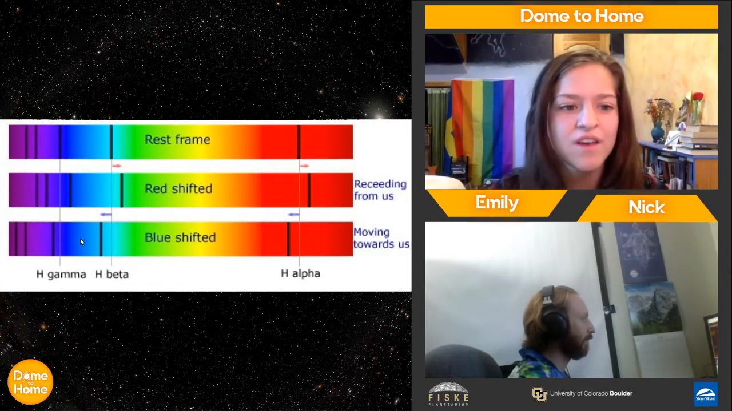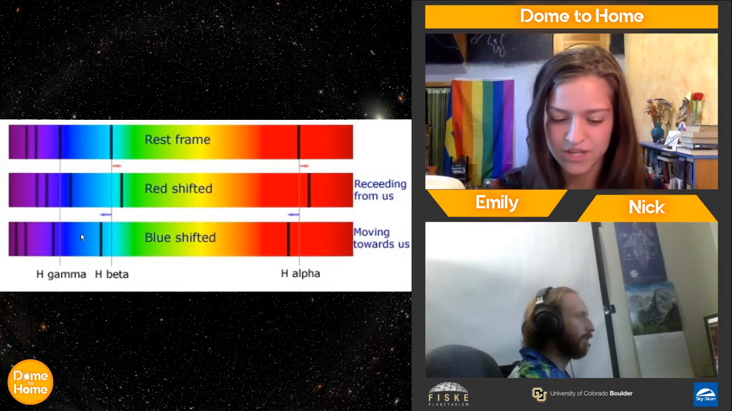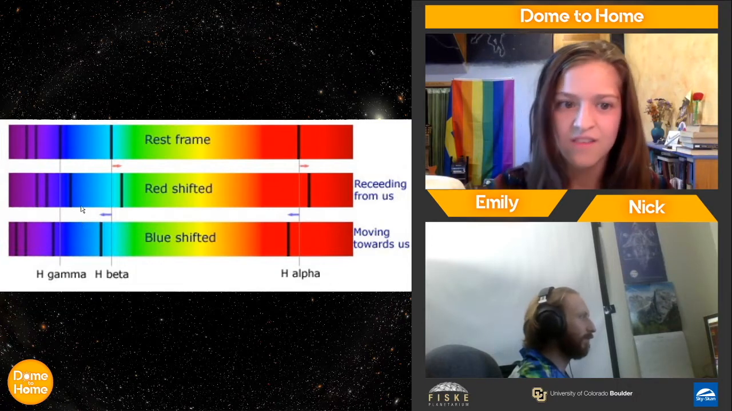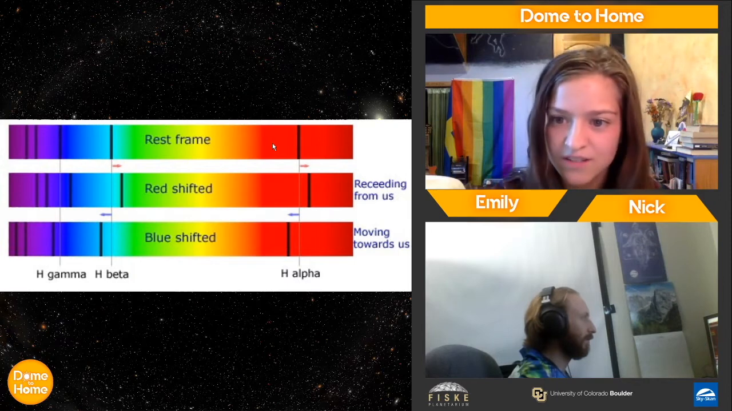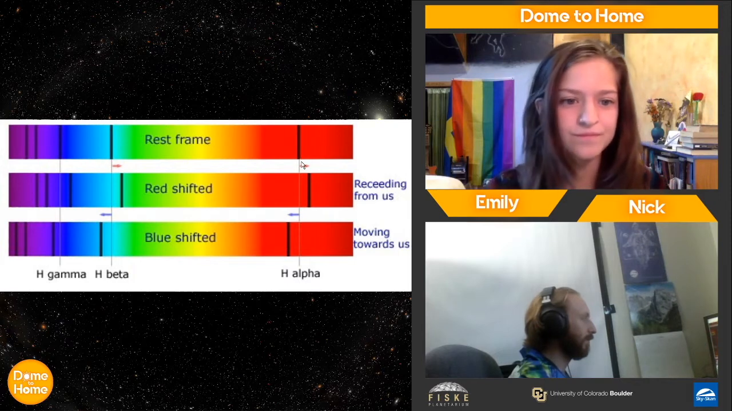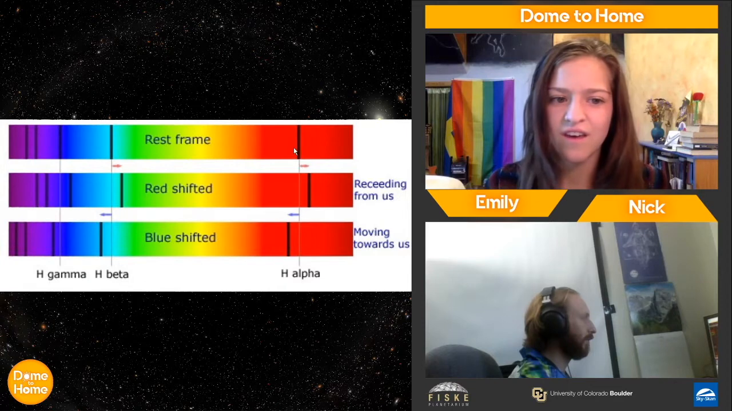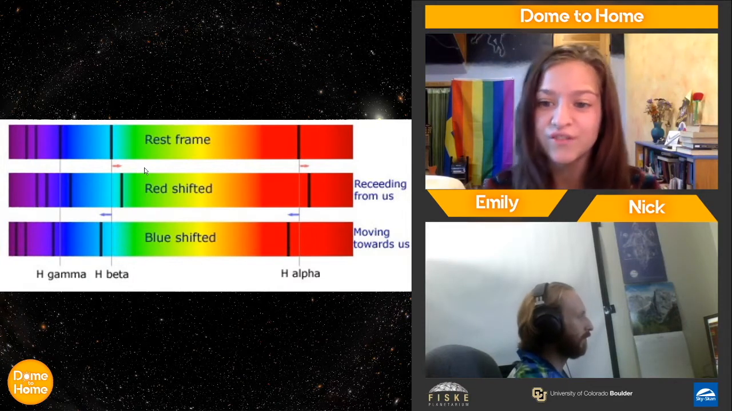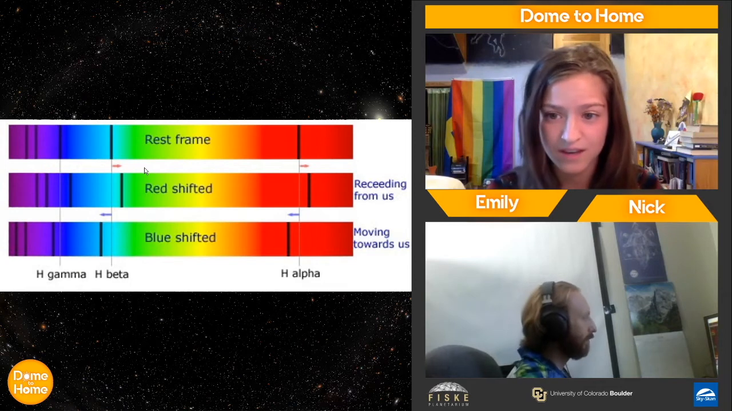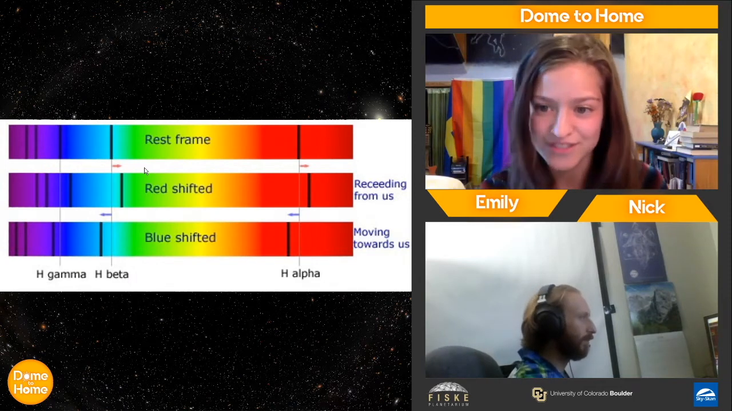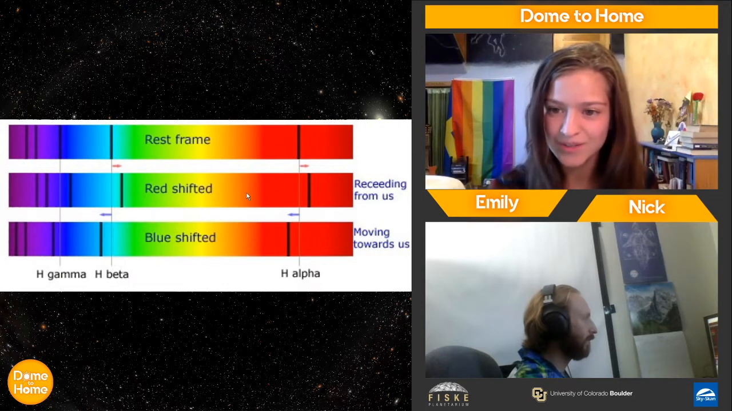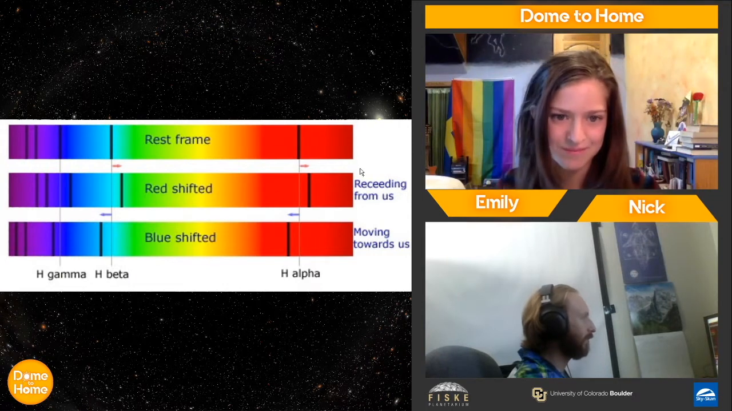So if these lines have the same separation and they're telling us these certain elements are in the atmosphere that the light is passing through, then it would only make sense that the shifted spectrum is the same thing. So why is it shifted? It's actually because light is either moving toward us or receding away from us.